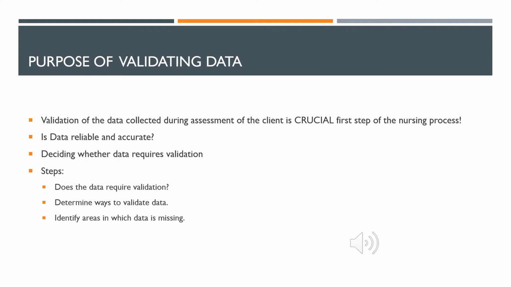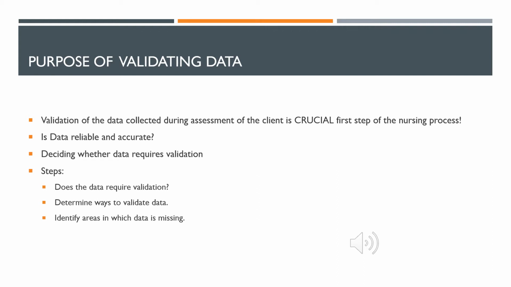So you want to make sure that the information or assessment data that you've collected is accurate. You want to make sure it's reliable. And there are 3 steps of the validation process, which include first deciding whether the data requires validation, determining ways to validate the data, and then identifying areas for which the data may be missing.